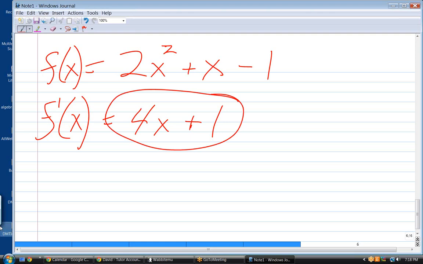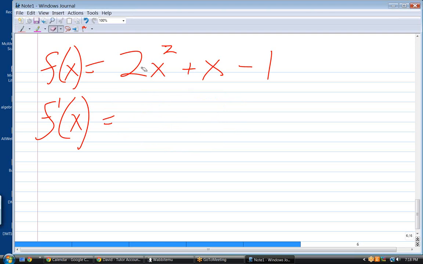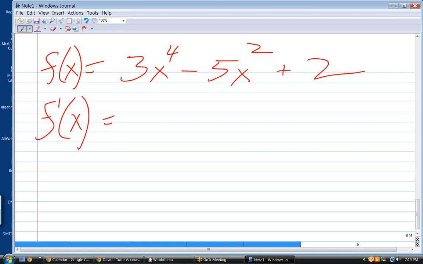So taking the derivative of polynomials is pretty easy. You just differentiate each term using the power rule. And I could give you a function that was to the seventh power, followed by a bunch of terms to the sixth and the fifth and the fourth, and it wouldn't be hard to do at all. In fact, let's just do one. 3x to the fourth minus 5x squared plus 2. Differentiate that.